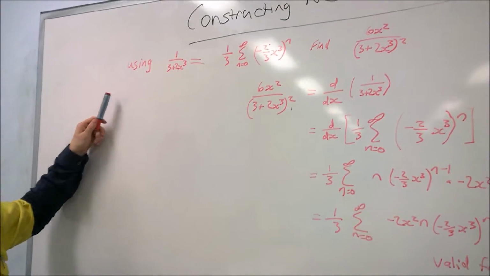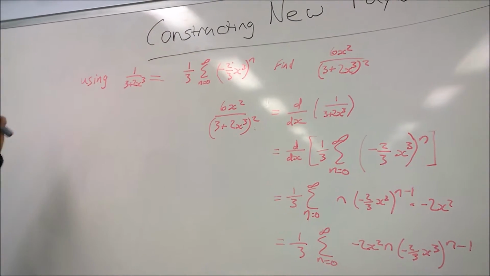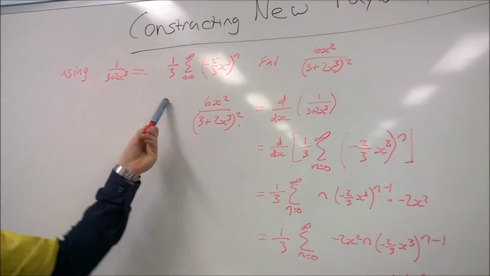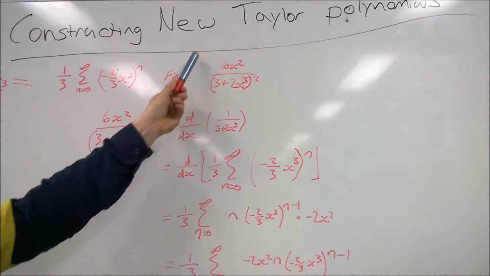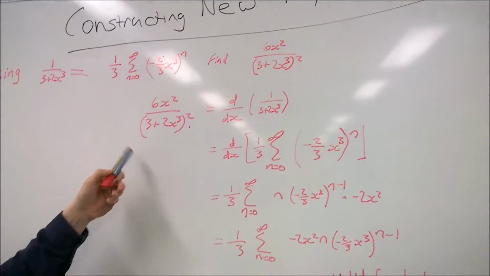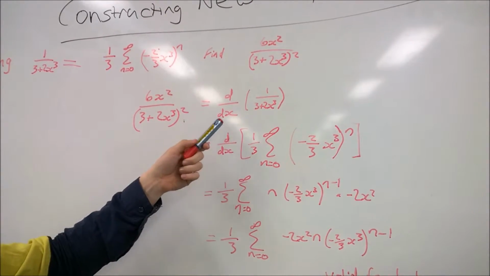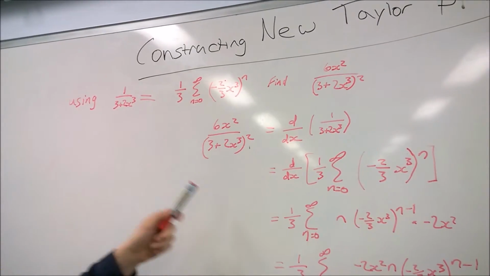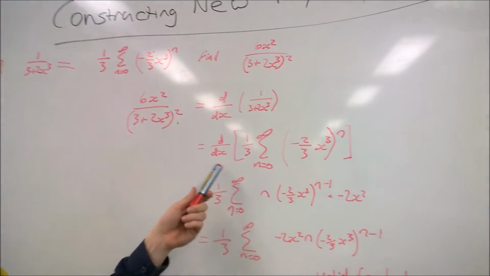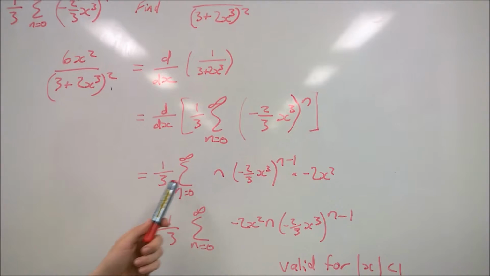Alright, so today we're going to, following on from part A, using what we just found in part A, we need to find the new Maclaurin polynomial for this function. So this function is the derivative of this function which we just found in part A. So it's making a little bit of sneaky substitution. Find the derivative of this using chain rule.